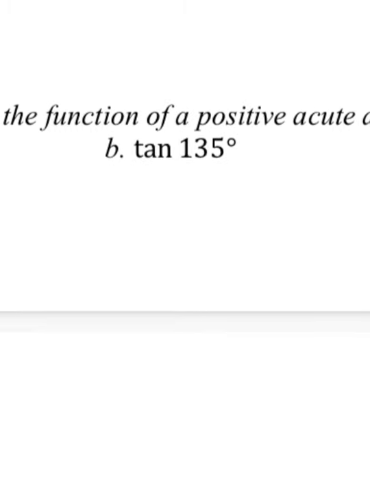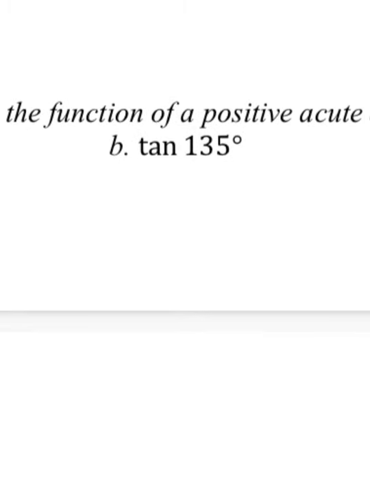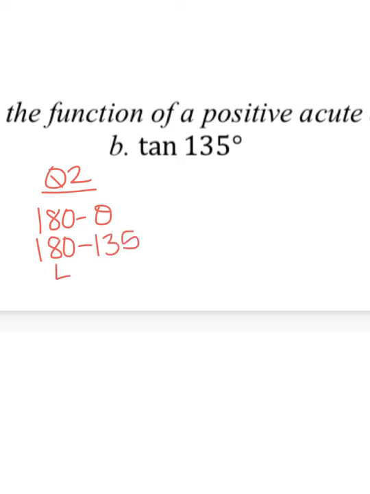Letter B. Tangent of 135 degrees. 135 degrees is in quadrant 2. The rule for quadrant 2 is that you would do 180 minus theta. So in this case, theta is the 135. So 180 minus 135 is 45 degrees. So that's your reference angle. So the tangent of 135 is the same thing as the tangent of 45 degrees.